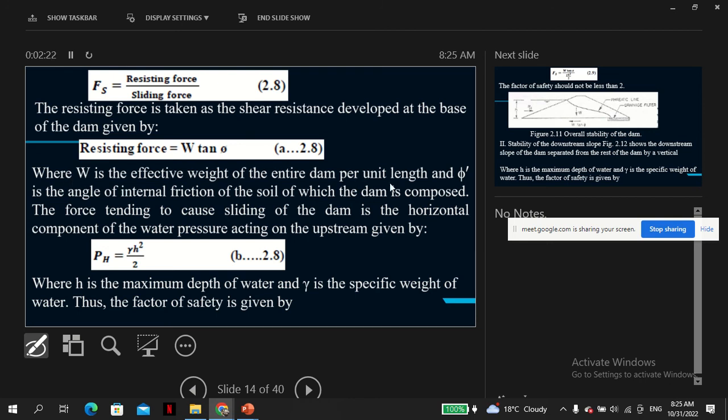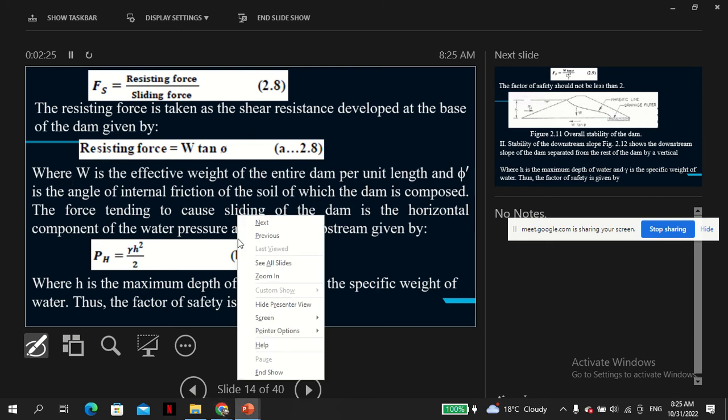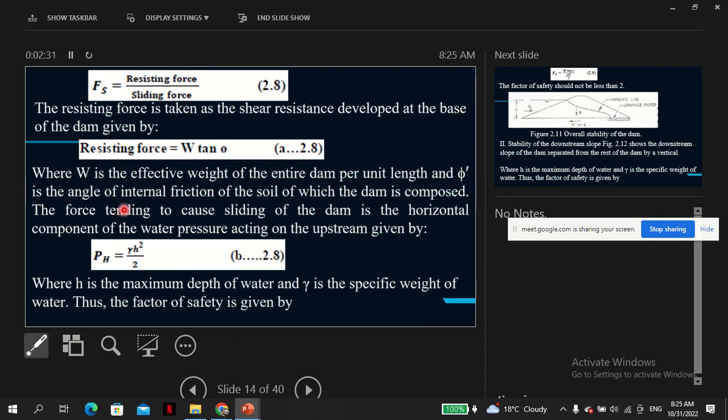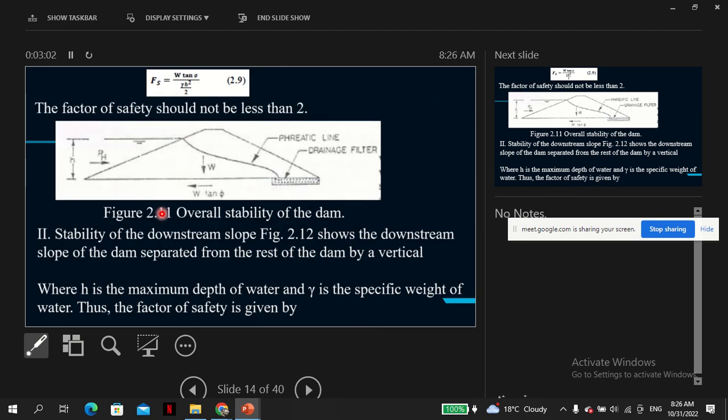So where W is the effective weight, and phi is the angle of internal friction of the soil of which the dam is composed. The force tending to cause sliding of the dam is the horizontal component of the pore water pressure acting on the upstream face. So that's how to calculate the pore water pressure. H is the maximum depth of the water, and gamma is the unit weight of water. This factor of safety can be calculated as shown.